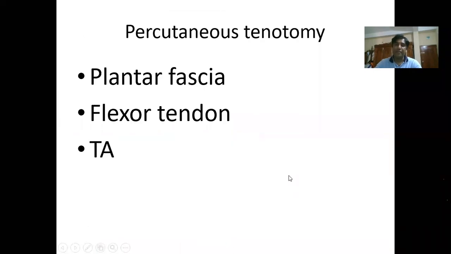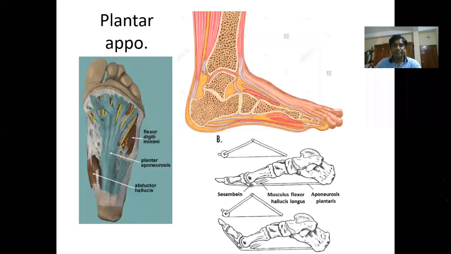So now I have completed some surface anatomy and some nerve and vessel relationships in the foot. And as I told you, I will go to the cross section a little bit later. Before going to the cross section, I want to emphasize some very important things. Frequently during foot correction or any foot deformity correction, you need some percutaneous tenotomy, like the plantar fascia, flexor tendon, and tendo Achilles. So I want to give you some ideas about some clinical details.